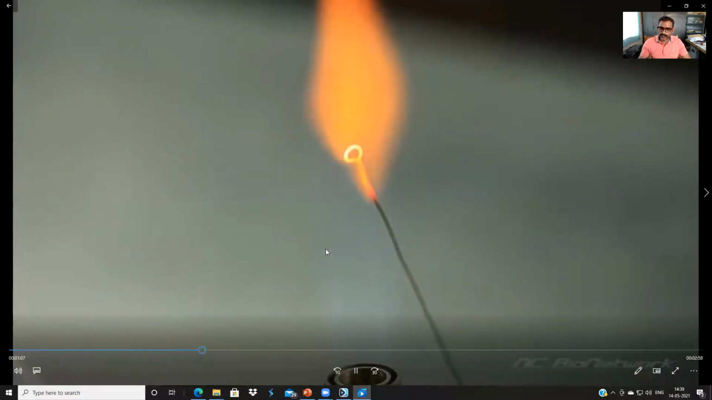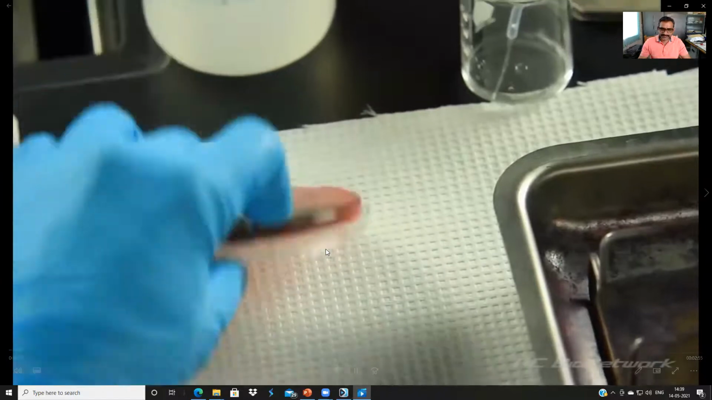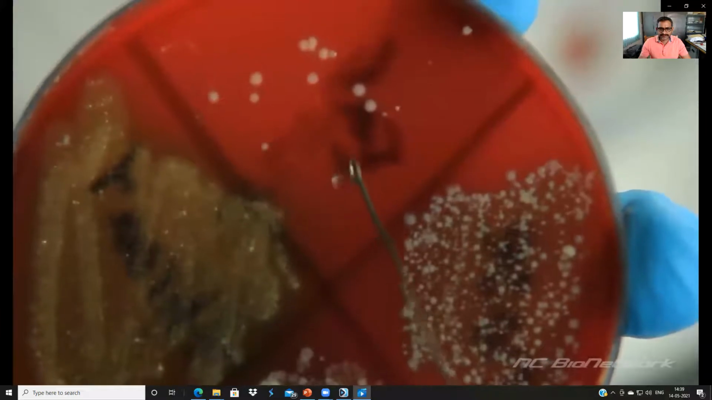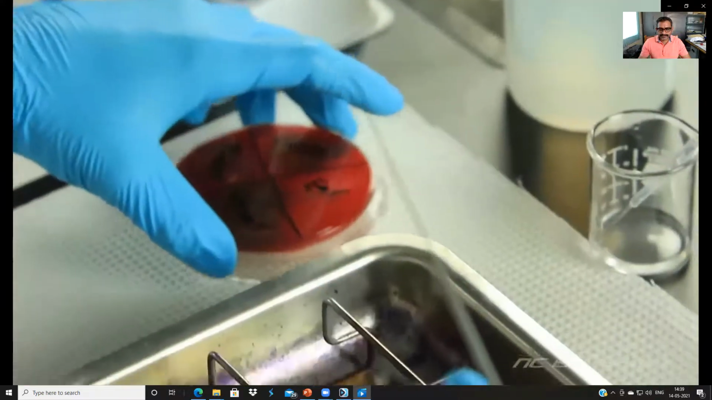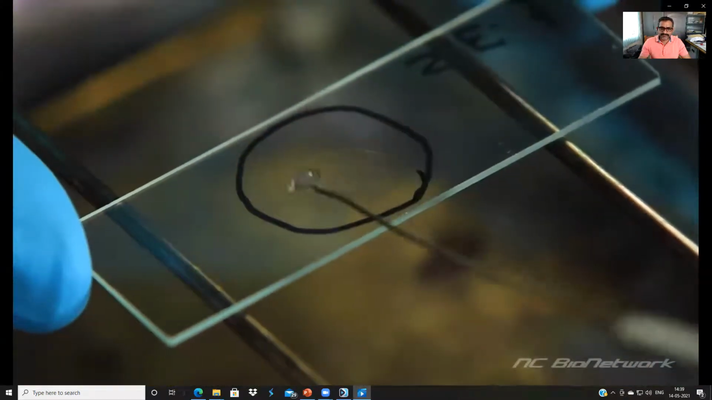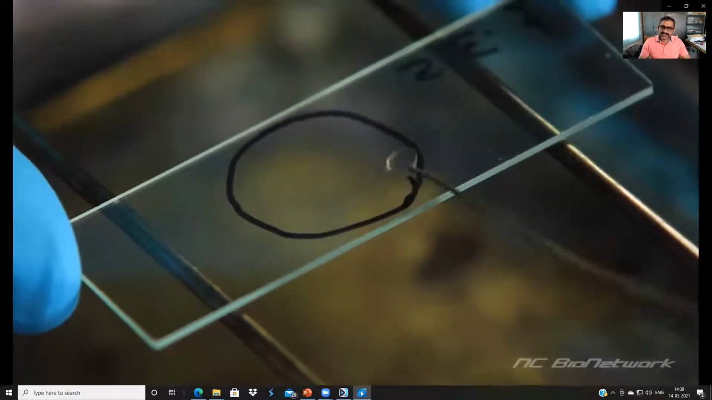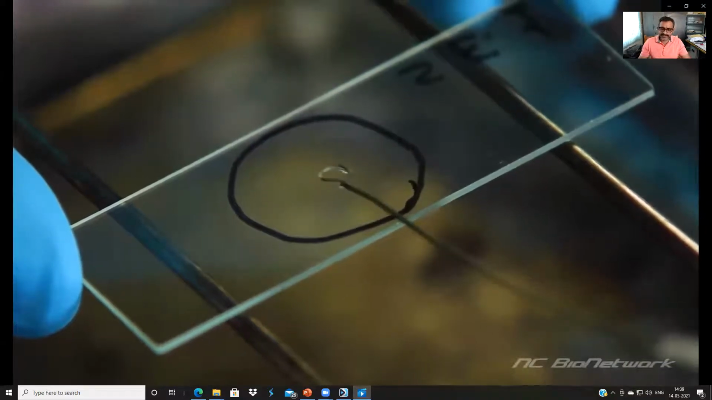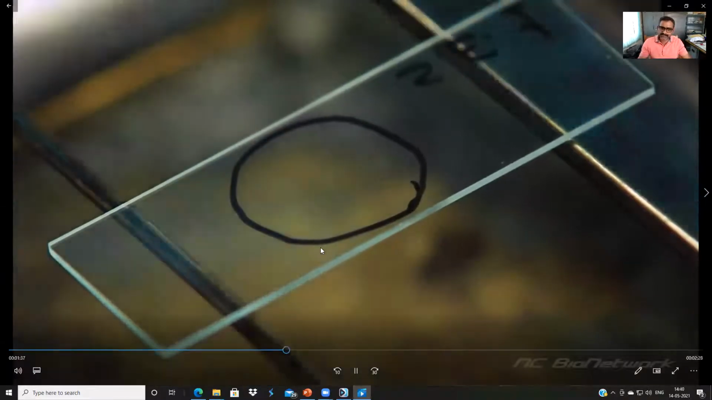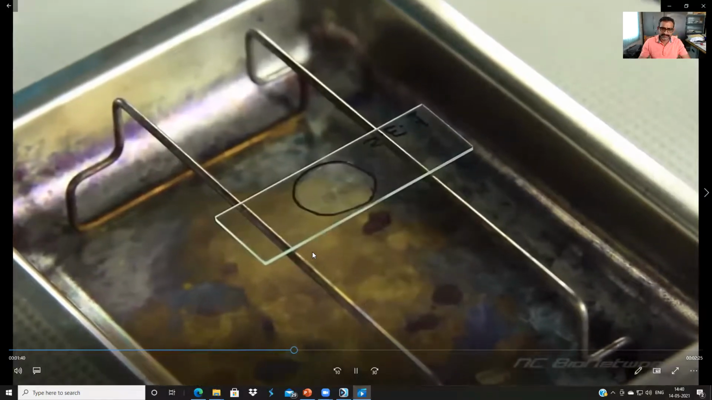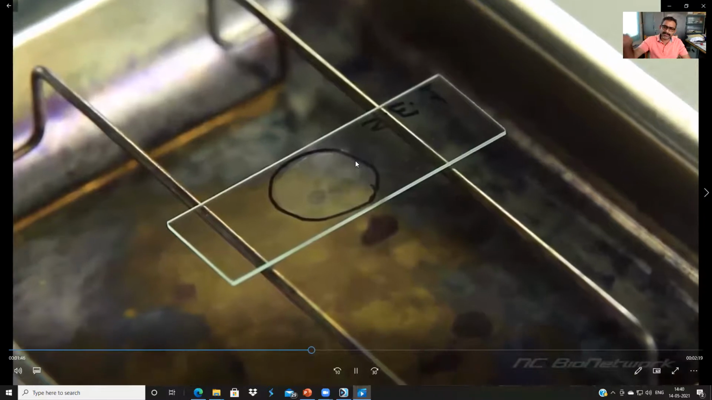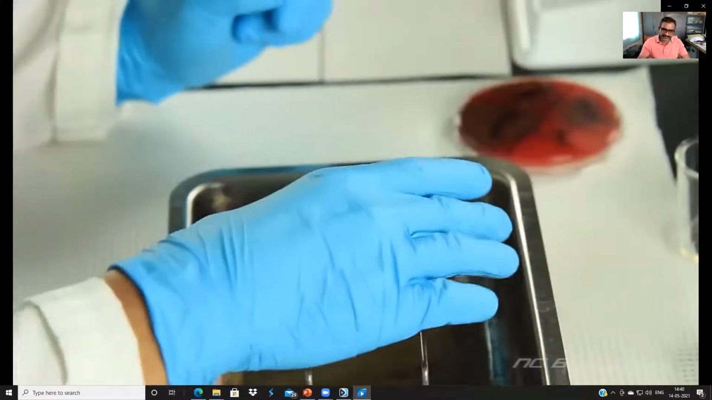With the help of an inoculation loop, we are going to take the bacterial culture. Mix the bacterial culture with the sterile water and spread it over the entire marked area. You can even mix it out of the area also. Allow the slide to air dry for a few minutes. You can also dry it by moving the slide in the air.